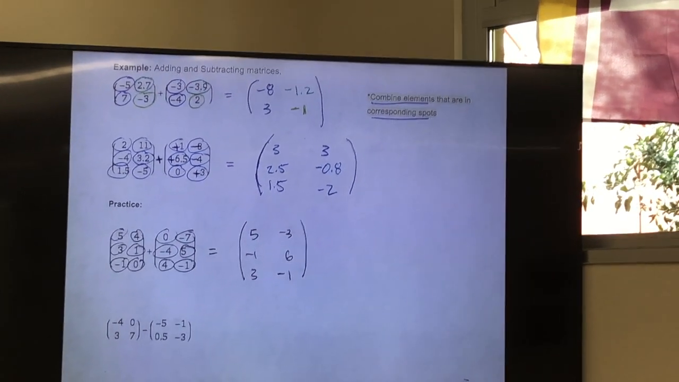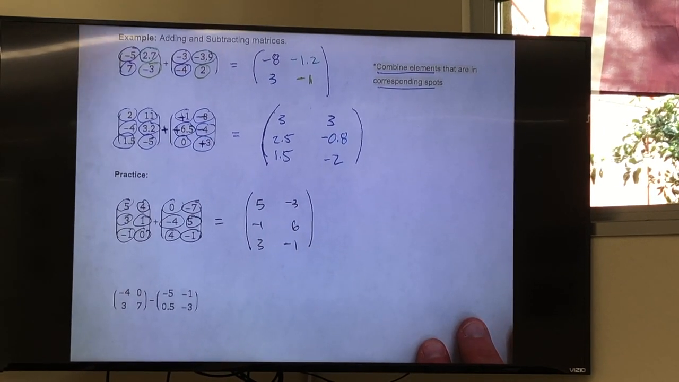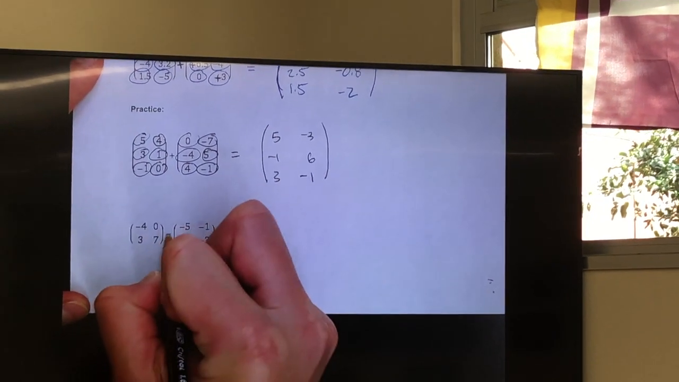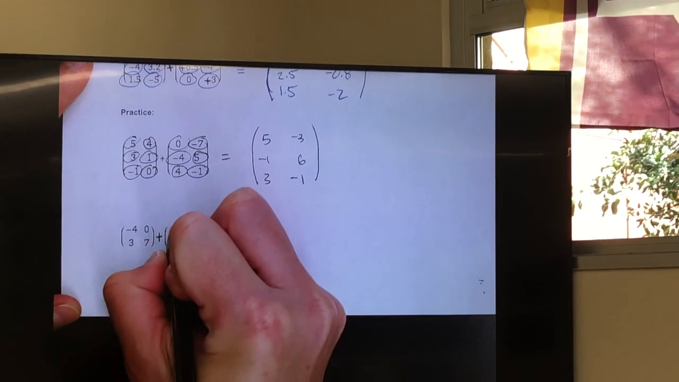Just like that. Same thing with subtraction, but what do we do first, Mr. Deshane? Distribute the negative sign. Yes, so change the minus to a plus and change all of the signs.